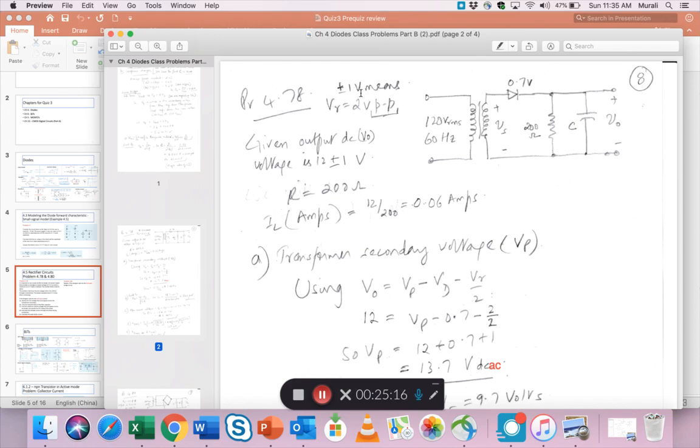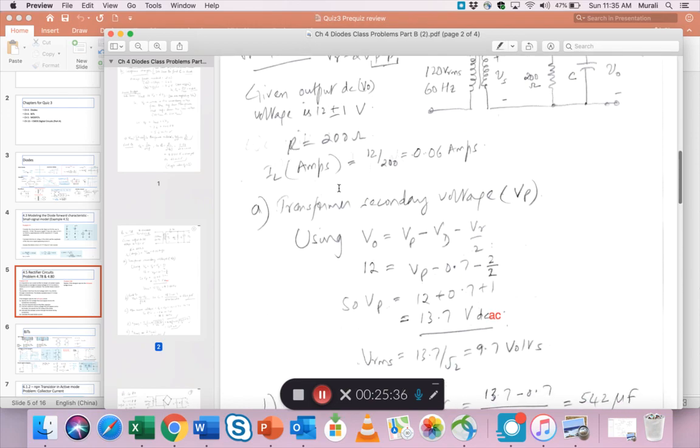So we are given plus or minus 1 volt ripple maximum value. That means the ripple is 2 volts peak to peak, right? And we should also always specify ripple as to peak value. So the output voltage is given as 12 volts plus or minus 1 volt. That's how you write it. R equals 200 ohms, the load resistance. So immediately I is DC by R, right?